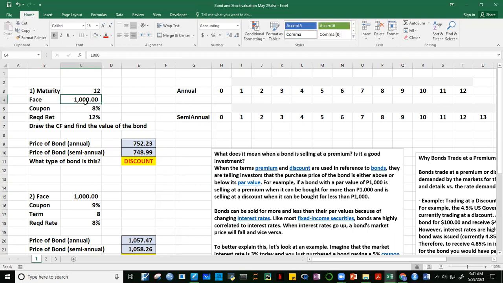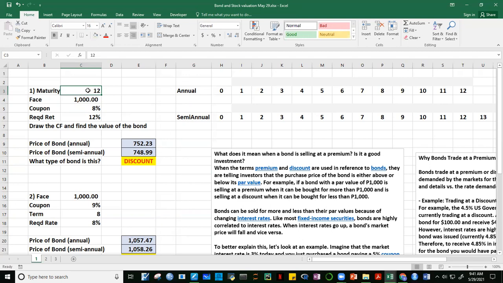In this case, 1,000. However, before the end of the term, there is this promise to pay interest. And the interest is defined by the coupon rate, okay? So in this case, the company borrowed 1,000, or, from our perspective, we invested. There's this promise to pay 1,000. The coupon rate is 8%, which means that we will be paid 8% for each year for 12 years.